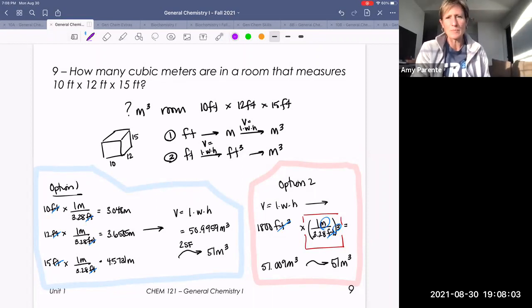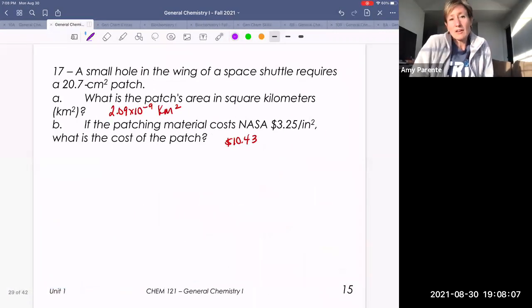I'm going to run this the same way that we did problems in class. So here is another problem, and there's an A part and a B part. It says a small hole in the wing of a space shuttle requires a 20.7 cubic centimeter patch. So now we're talking about an area. We want to convert that patch's area into square kilometers.